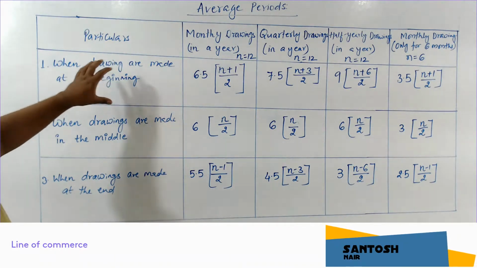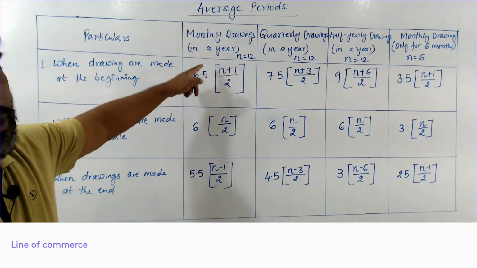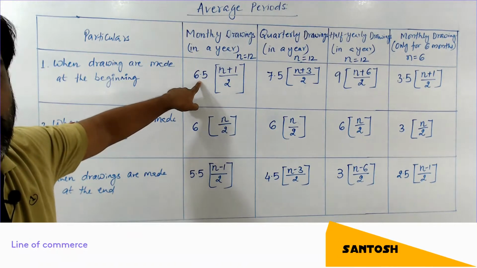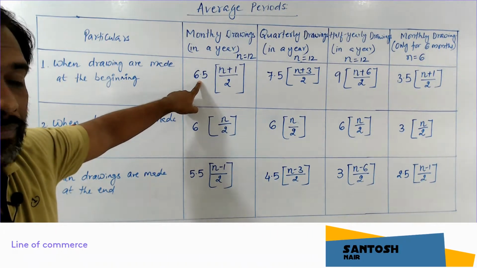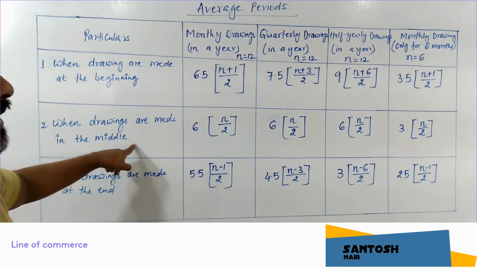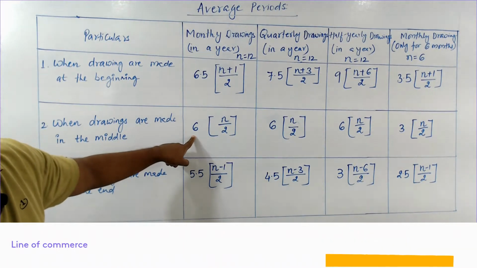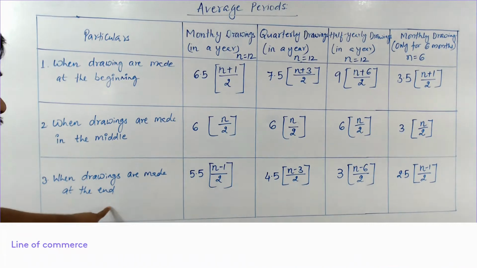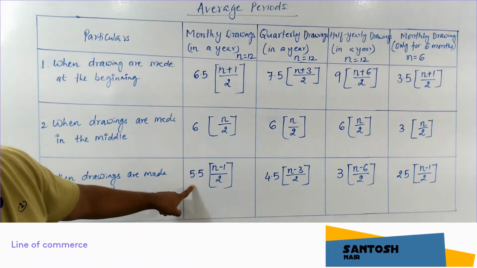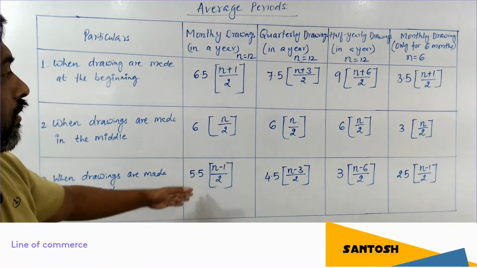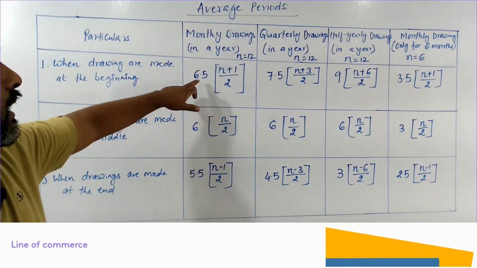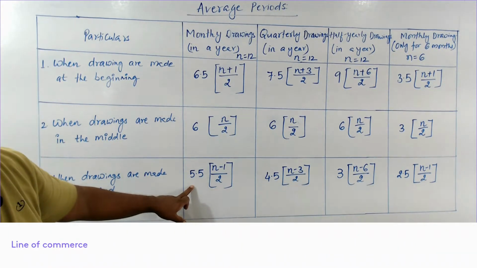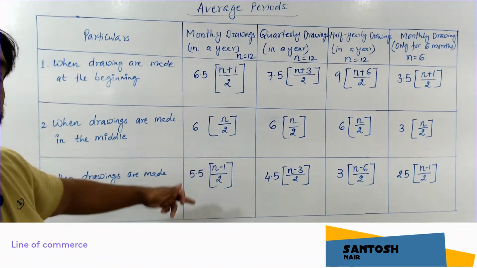So when drawings are made at the beginning of each month, the average time period you have to take is 6.5. When the drawings are made in the middle of each month, the average time period is 6 months. When the drawings are made at the end of each month, the average time period is 5.5. So for monthly withdrawal, in the beginning it is 6.5, in the middle it is 6, at the end it is 5.5. If you see here, there is a 0.5 difference.